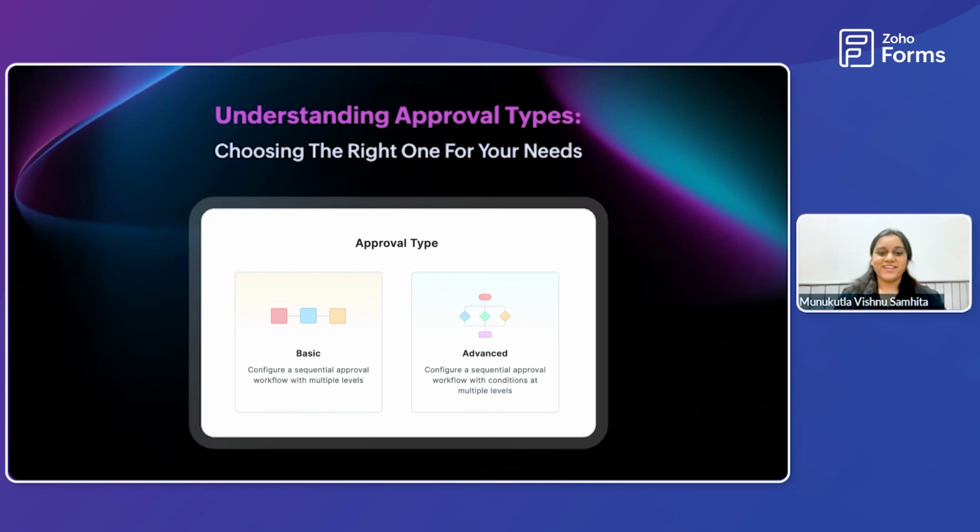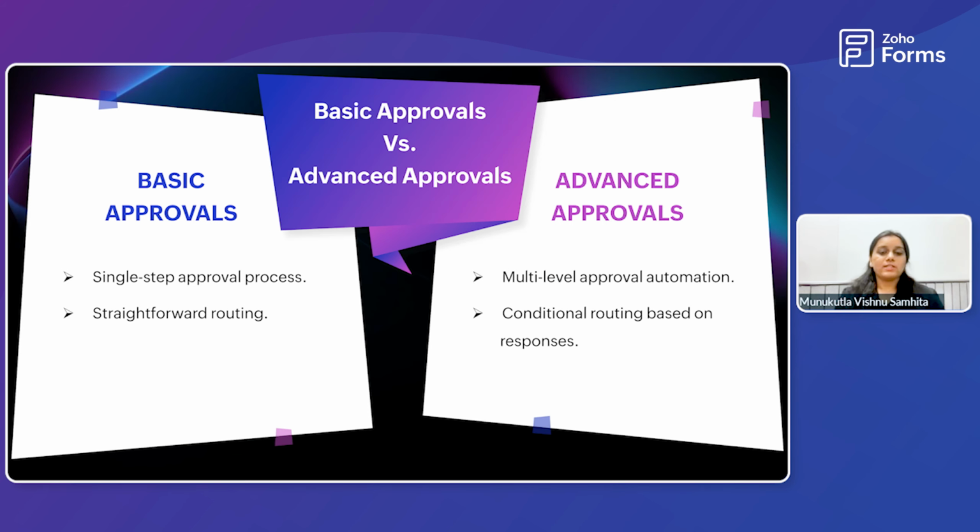Hi, Shruti. That's a great question. Both basic and advanced approvals in Zoho Forms support multi-level workflows, but the key difference lies in the level of customization and control they offer. Basic approvals are great for straightforward sequential workflows. For example, if your team trip expenses need to go through the team manager, then the department head, and then finally finance, basic approvals can handle this perfectly. It's simple, easy to set up, and works well for workflows without specific conditions or branching paths.